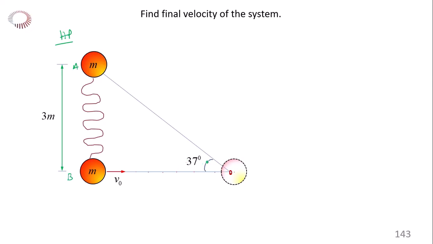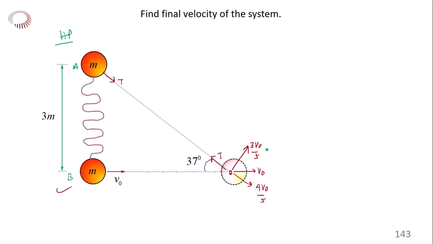It has been given that at an angle of 37 degrees the string is tight. So now the string will give an impulse T in this direction. Similarly, ball A will also get the impulse T in this direction. Along the direction of impulse, you have to apply the conservation of momentum. Initially, the block B is thrown with the velocity V0, so the component of velocity along the impulse direction is 4 V0 by 5, and the other component is 3 V0 by 5.